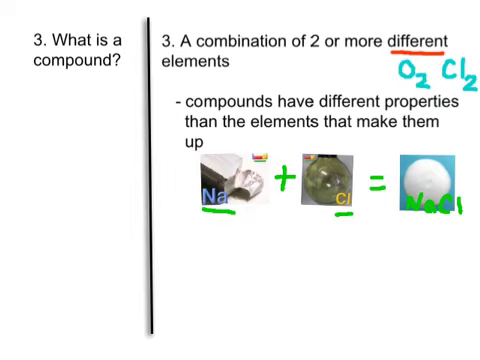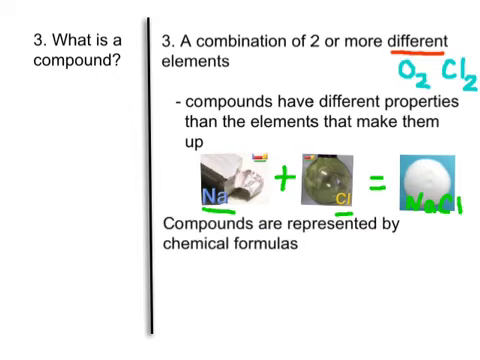So one last thing about compounds is we're going to talk about those chemical formulas that I showed you earlier. So let's take a look at what a chemical formula is. Just like we saw with elements, how they are represented by chemical symbols, compounds are represented by what we call chemical formulas. A classic example, one that we just talked about here, is sodium chloride. That is a chemical formula for sodium chloride. So instead of writing out sodium chloride the whole time, you can just write NaCl.